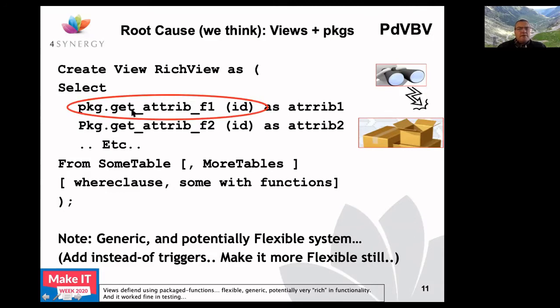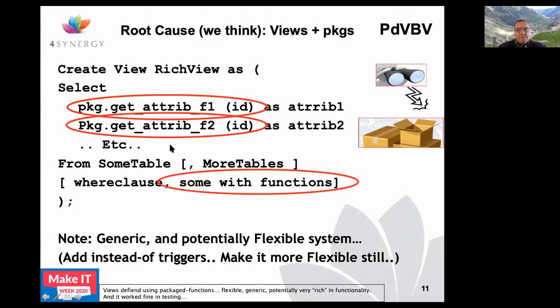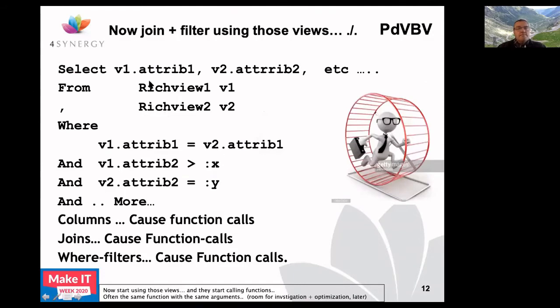But I've got a column that is a function, so that's work. I have another column that's a function, and I could easily have 20 columns in a view. And then there is a table and possibly a where clause again with functions in there. So all of that is CPU work. Now, you can build a very clever, a very flexible, potentially very good system with this, but it does do a lot of work under the cover, because then you get those views and people start joining them.